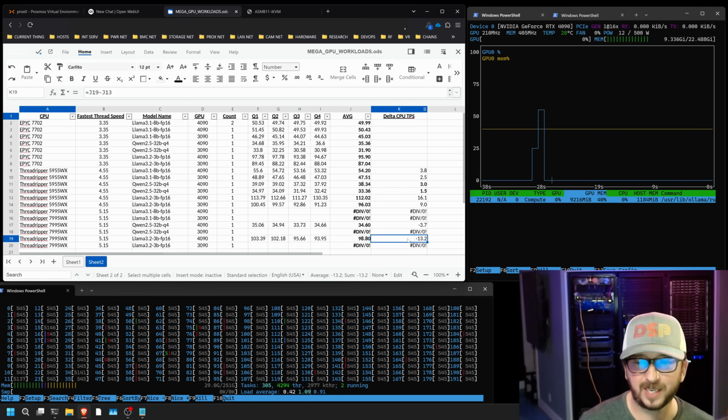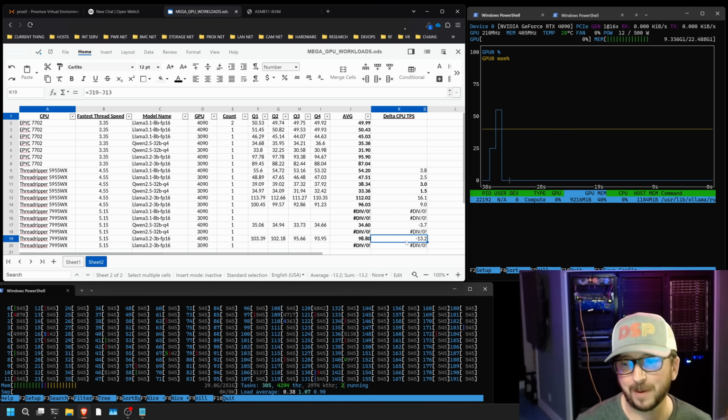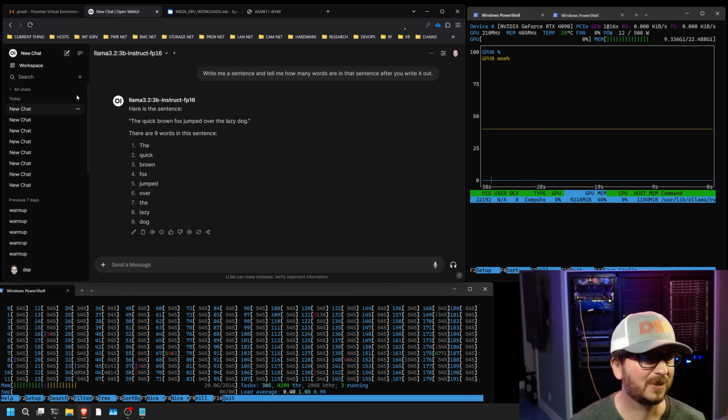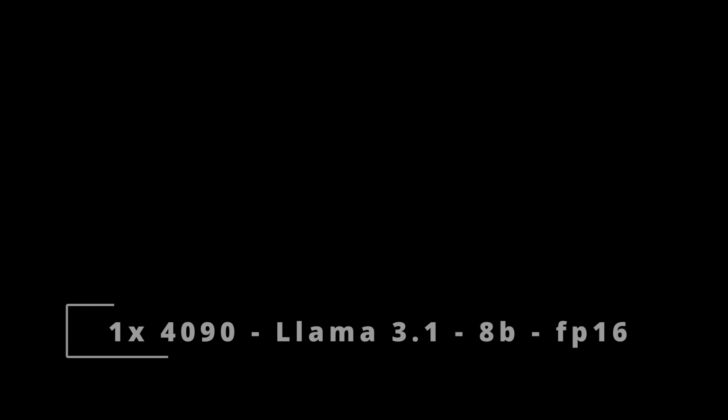tokens per second on the 7995WX versus the 5995 last gen platform with 2400 speed RAM versus 6400 speed RAM. You tell me, you make it make sense to me. I'm looking forward to reading your comments on this one.